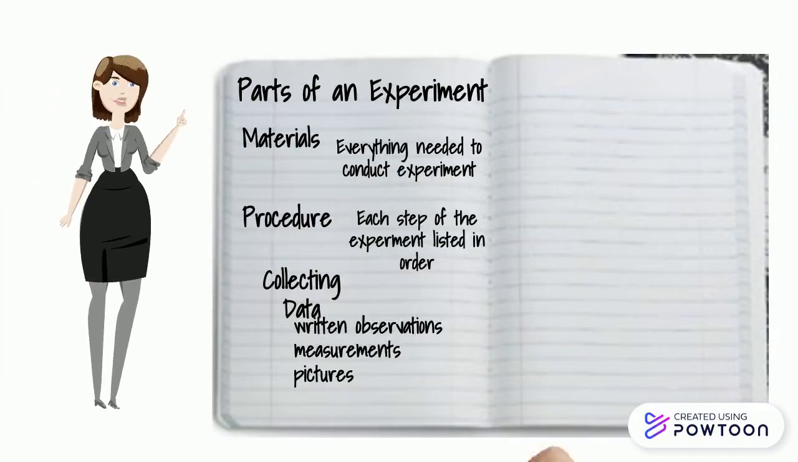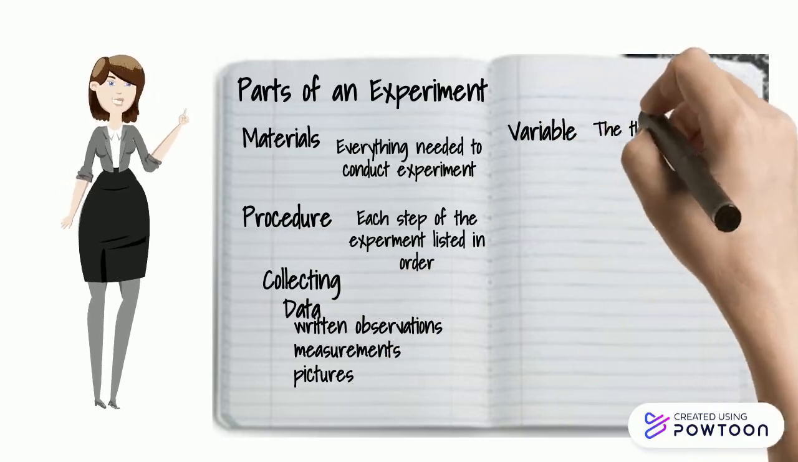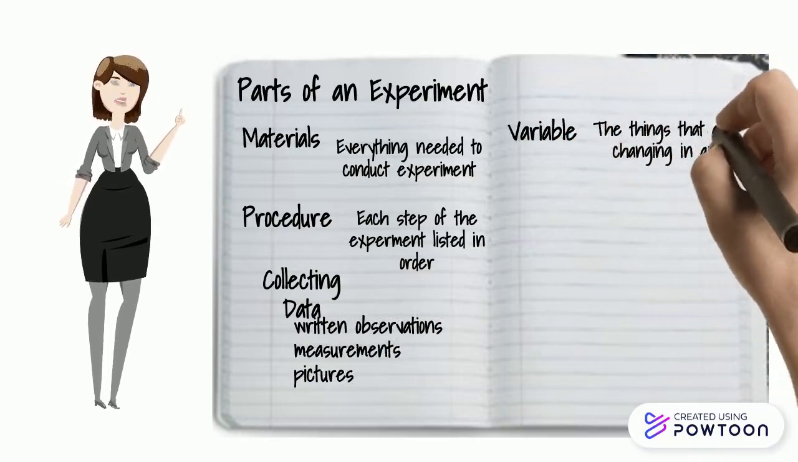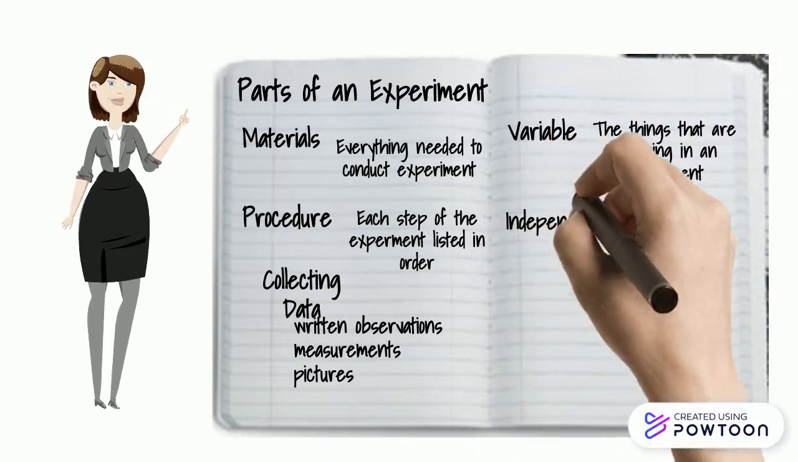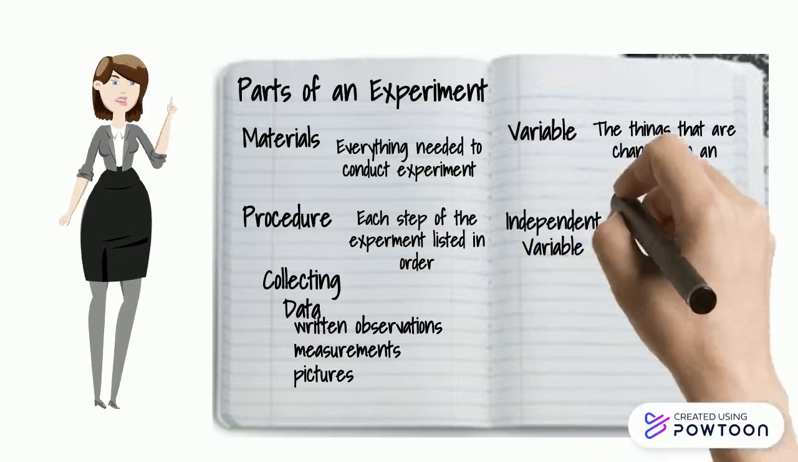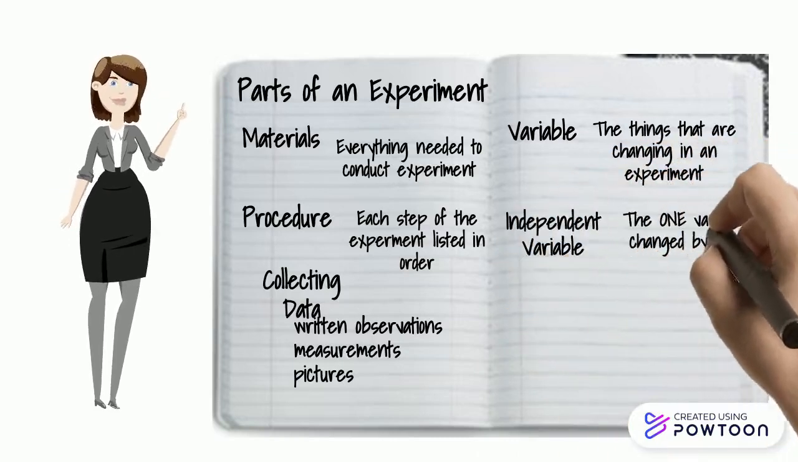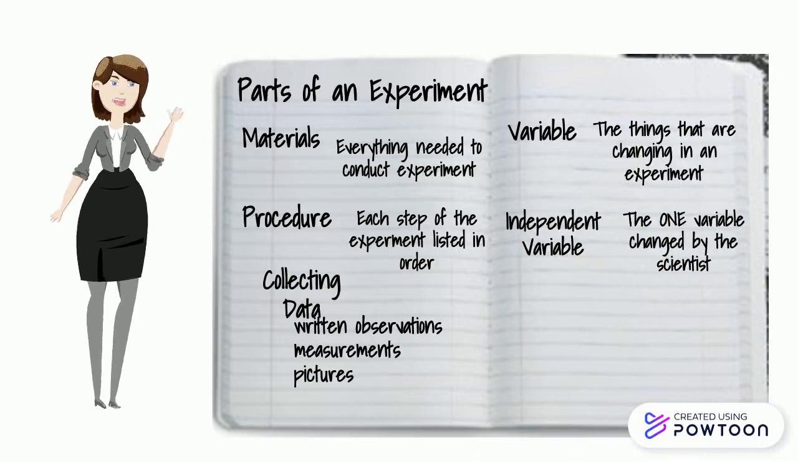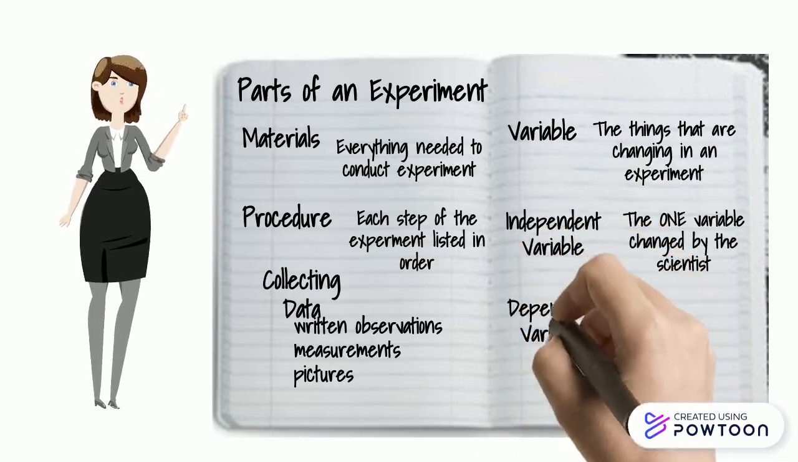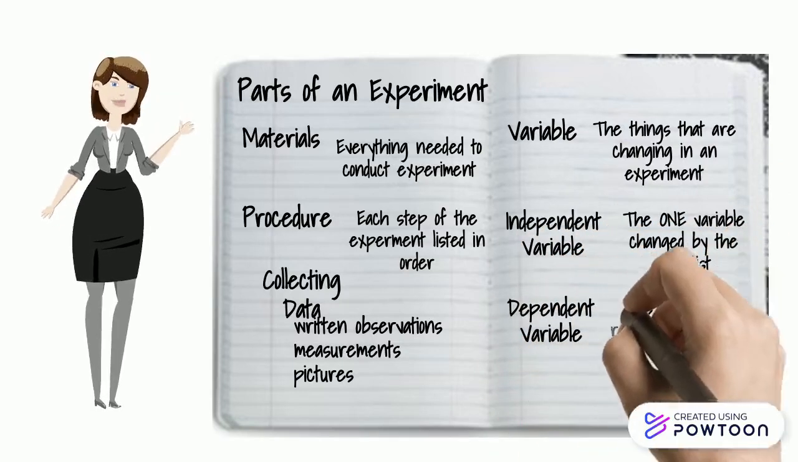In an experiment, we also have variables, and variables are the things that are changing in an experiment. The independent variable is the one thing that the scientist changes, and the dependent variable is what is impacted by that change.